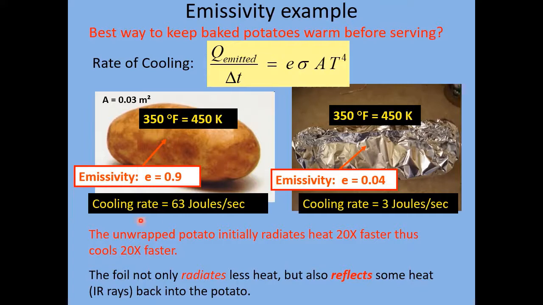So if we plug in these numbers, the only difference is the emissivity. The cooling rate here is 63 joules per second. The cooling rate over here with the foil is only 3 joules per second. What's the difference? The foil has a much lower emissivity. It doesn't emit heat nearly as fast as the potato skin here. In fact, it's almost 20 times less heat loss because that shiny surface has a lower emissivity. Okay, so let's move on from here. By the way, this is kind of making me hungry for some baked potatoes.